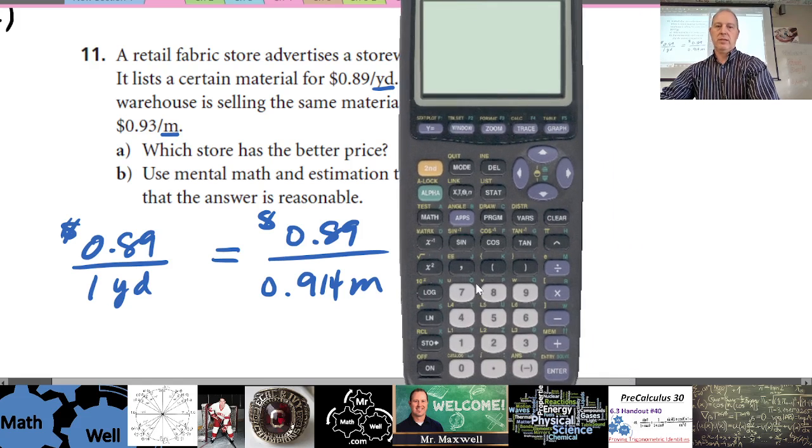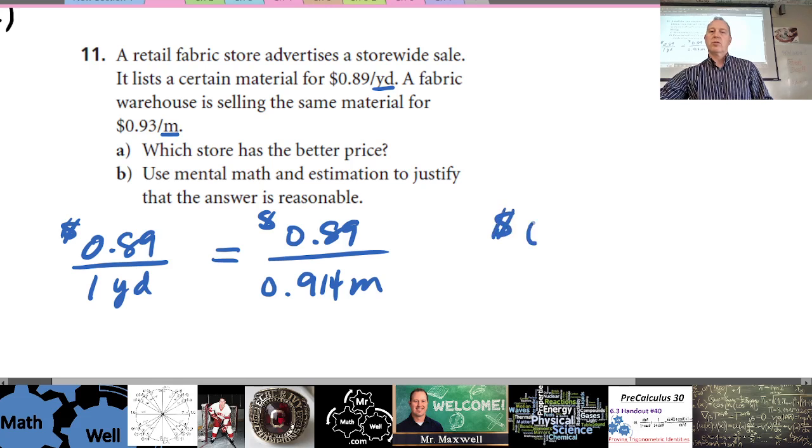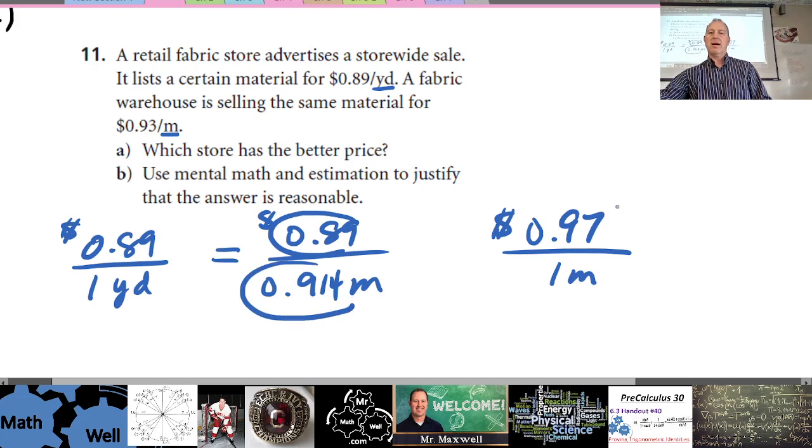Let's get rid of the calculus from last class. So 0.89 divided by 0.914 meters gives me 0.9737, or round it to 0.97 dollars. So 0.97, that's per 1 meter now. You see, it was 89 cents per 0.914 meters. That means it's 97 cents per 1 meter. So when you do the division on your calculator, you can get it to this unit rate.